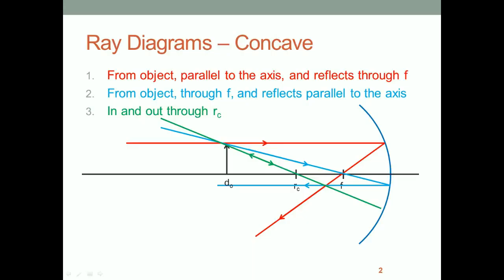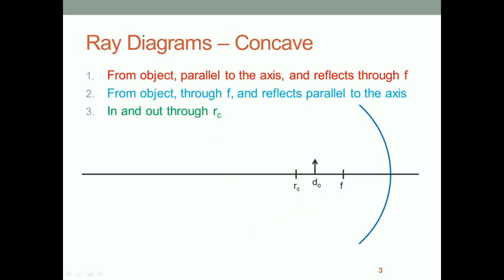Where the 3 outgoing rays cross is where your image is. So the image is right here in this diagram. Our object is here. The image is here. I would describe the image as real because it's in front of the mirror. It's inverted. This arrow points up while that one points down. And it is smaller. The object arrow is bigger than the image arrow.